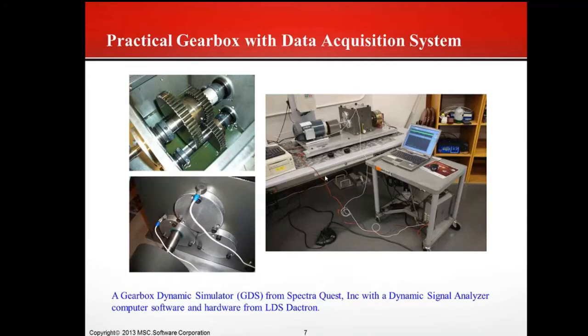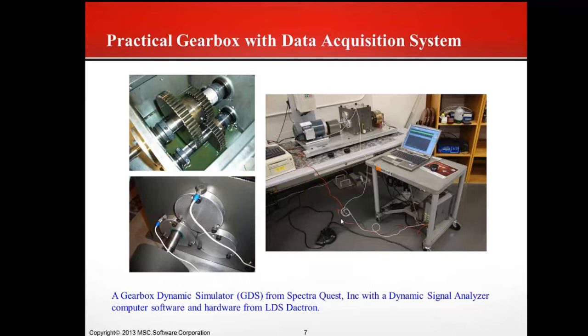Okay, here is our practical gearbox. We have four sets of gears. One is the perfect one, another one has chipped teeth, with missing teeth, and another one has a crack on the shaft. I believe it's like that. So we did a comprehensive experiment. We got a comprehensive dynamic response from our test rig.